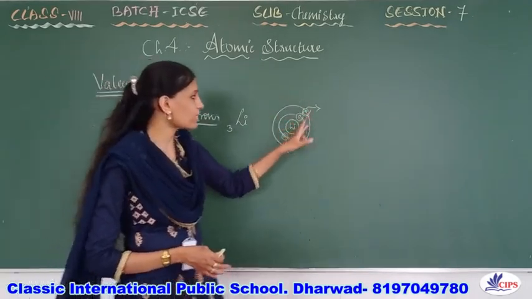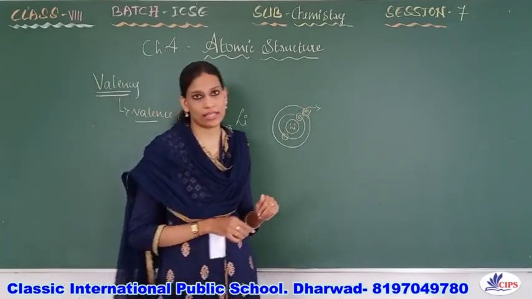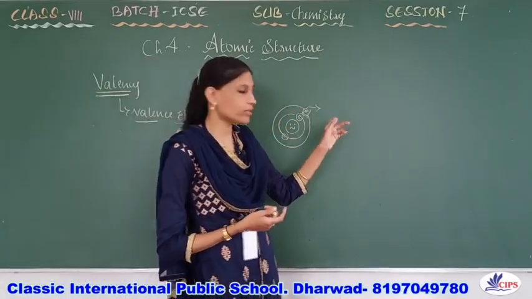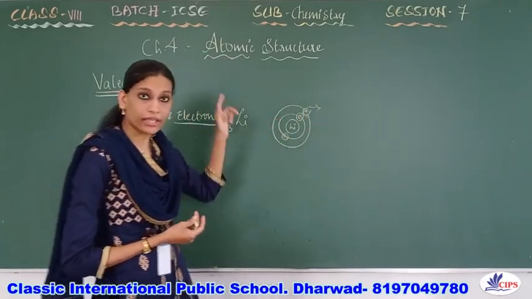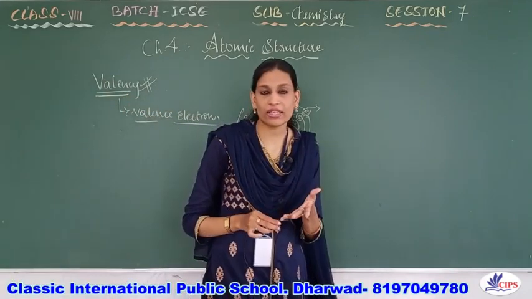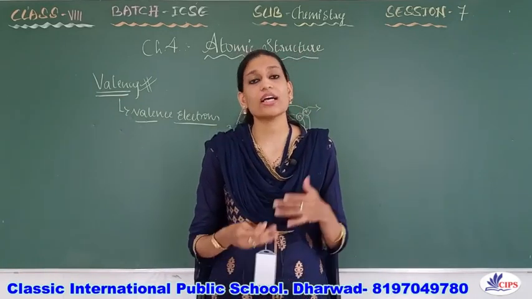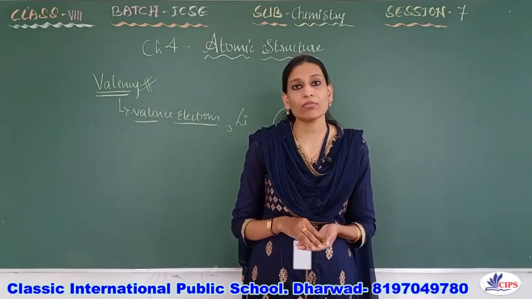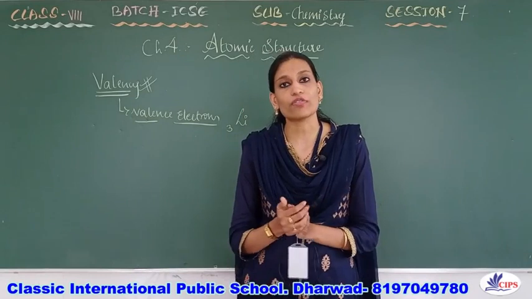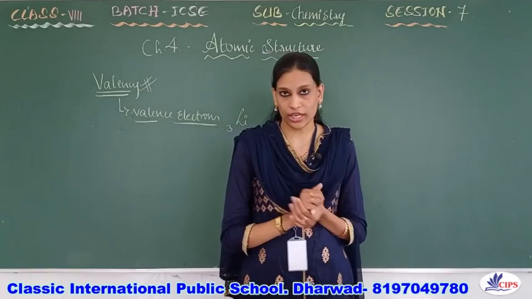How many valence electrons are there here? The extra electrons, that is 1. So 1 is the valence electron, and whether it loses, gains or shares, the number of extra electrons determines its valency. How do you define valency? Valency is the capacity of an element or an atom to lose, gain or share electrons. It is the number of electrons which are gained, lost or shared.